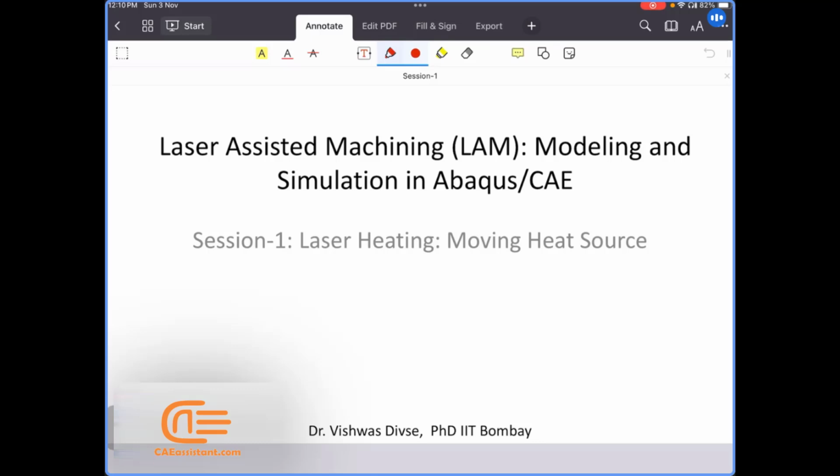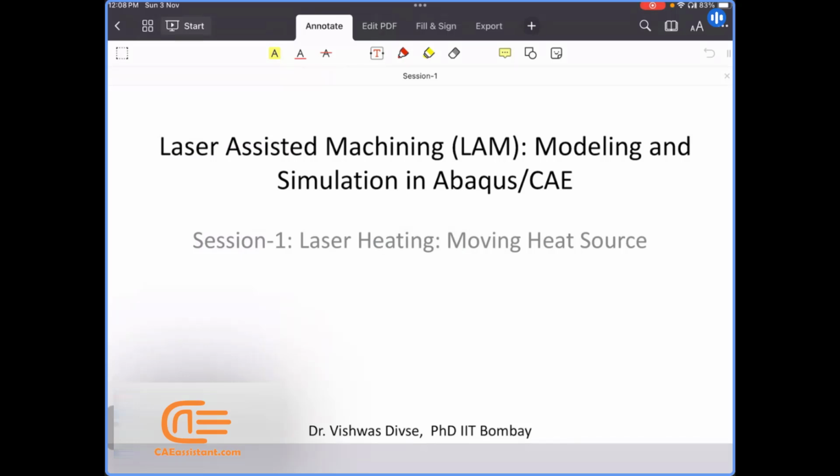Today's session is mostly on laser heating, and the main crux in it is a moving heat source. So the title itself clarifies both things, modeling and simulation. I'm not only focusing on how to simulate the process, but modeling itself means that if you understand how it is built theoretically and numerically, in future you can even build your own thought process.